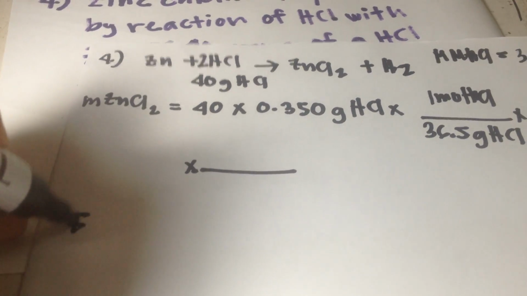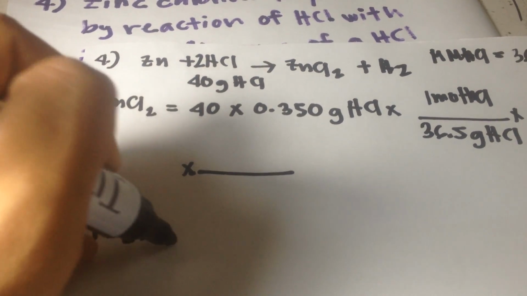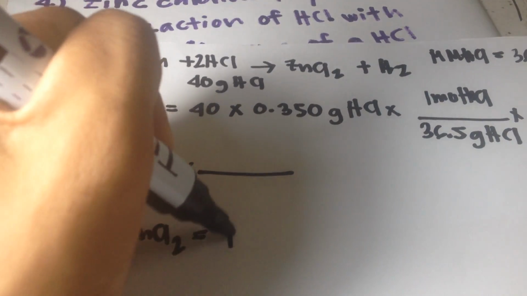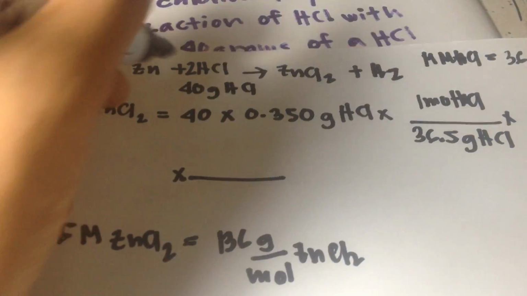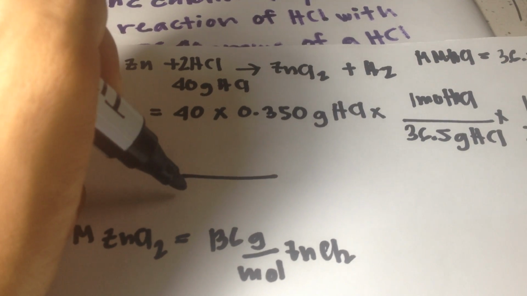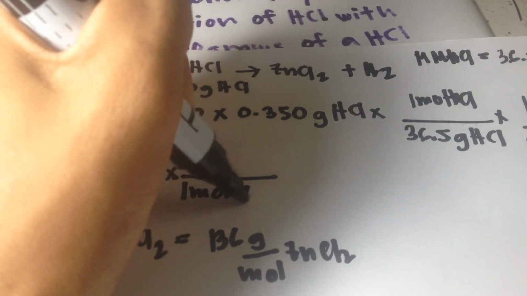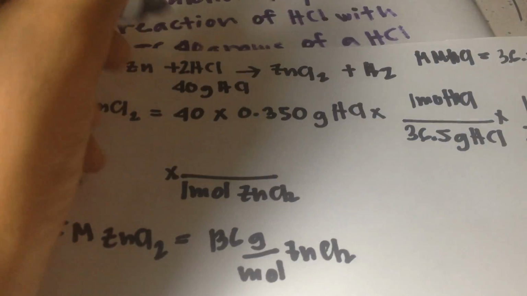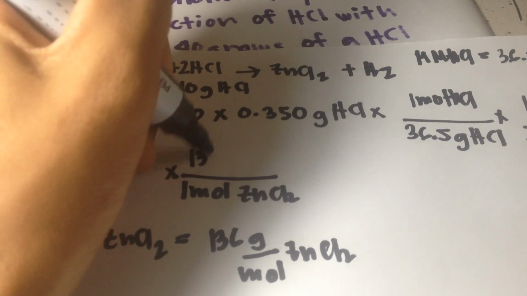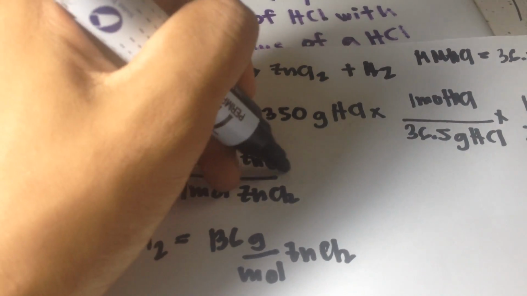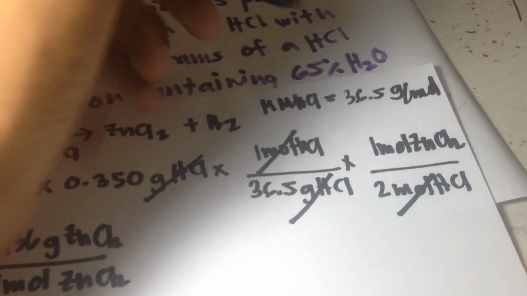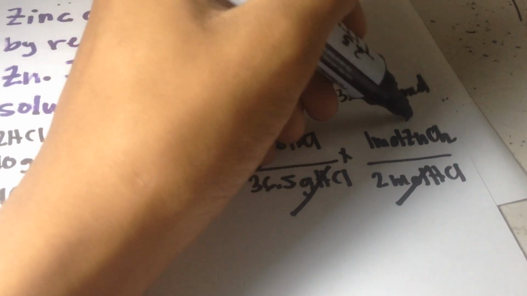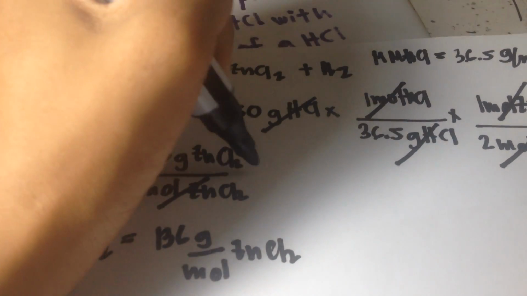How about the formula mass of zinc chloride? Zinc chloride formula mass is 136 grams per mole of zinc chloride. So you need to times the ratio, so 1 mole of zinc chloride and multiply by 136 grams of zinc chloride. So you cancel the grams, and cancel the mole of zinc chloride, and then the left is grams.